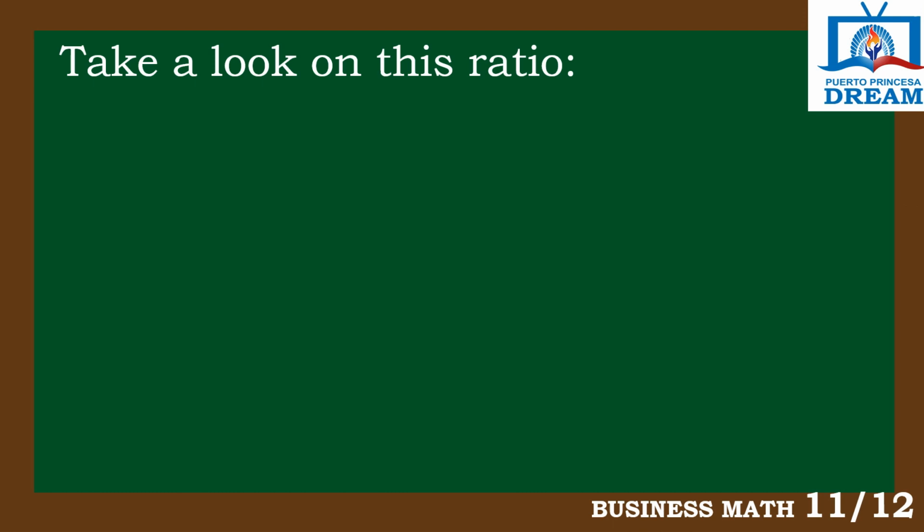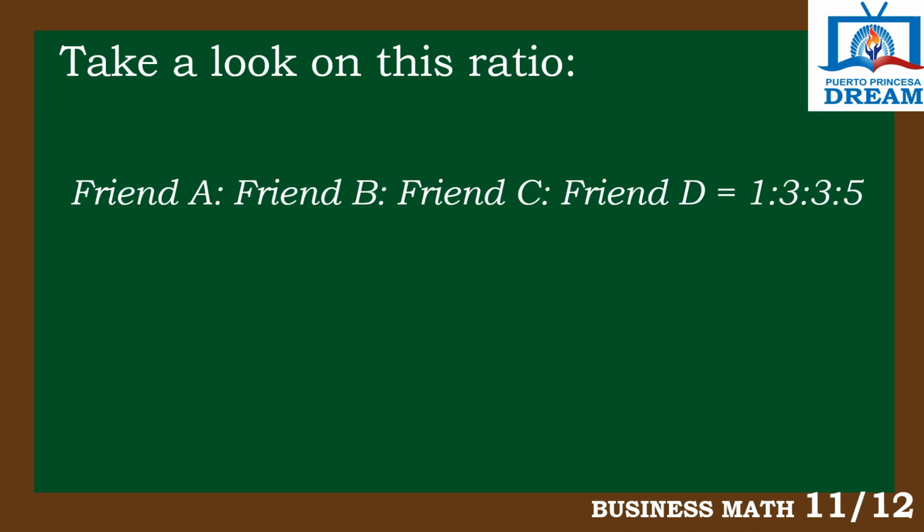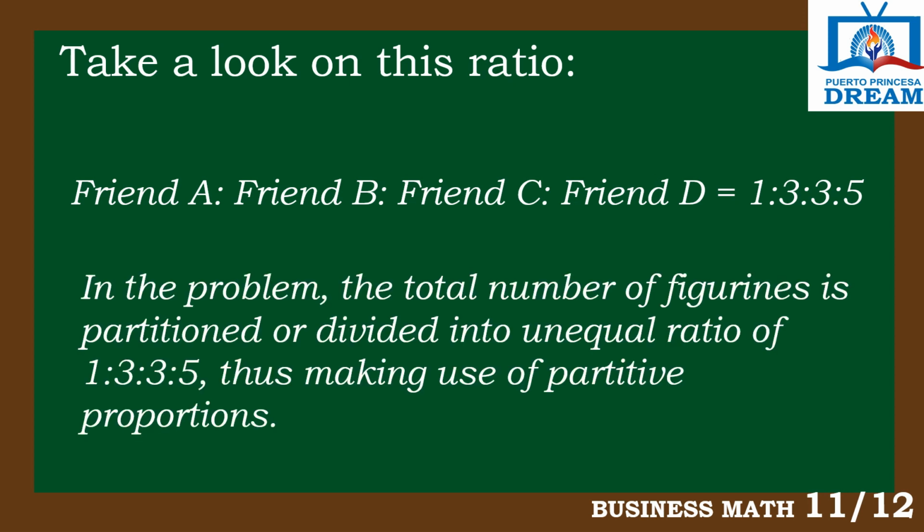Take a look at this ratio. Friend A is to friend B is to friend C is to friend D is equal to 1:3:3:5. In the problem, the total number of figurines is partitioned or divided into unequal ratio of 1:3:3:5, thus making use of partitive proportions.